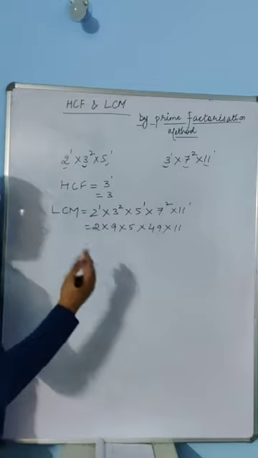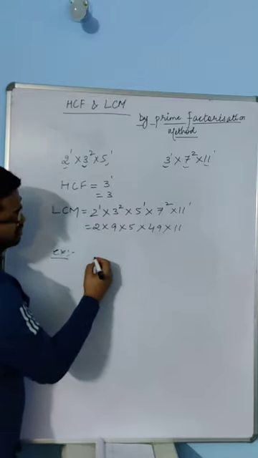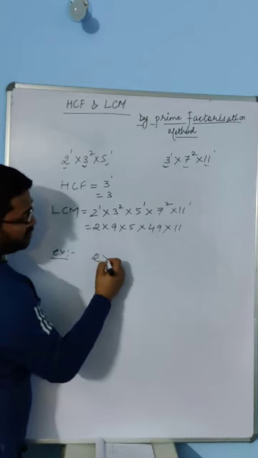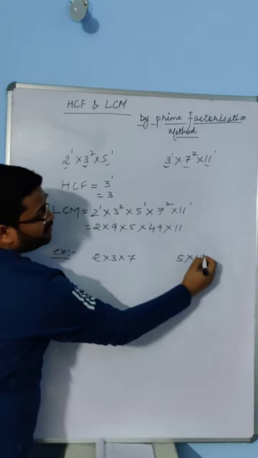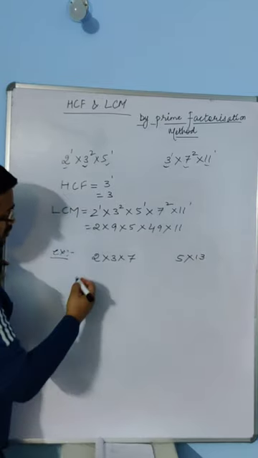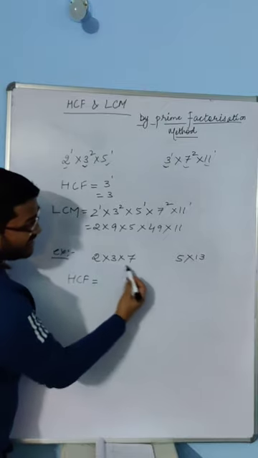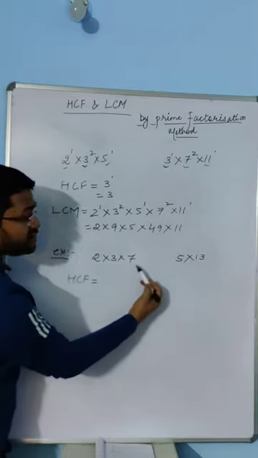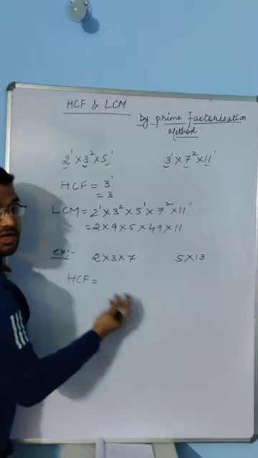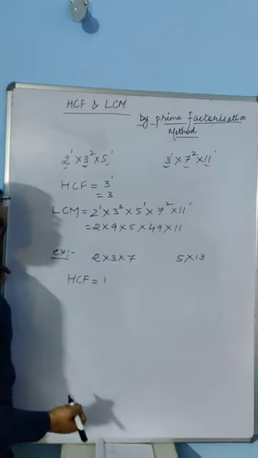Now let's take one more example. Suppose you have prime factorization for two numbers as 2 into 3 into 7, and 5 into 13. So what will be the HCF? Since we don't have any common term, 2 is not common, 3 is not common, 7 is not common, 5 is not common, 13 is not common. Since we have no common terms, we will take HCF as 1.